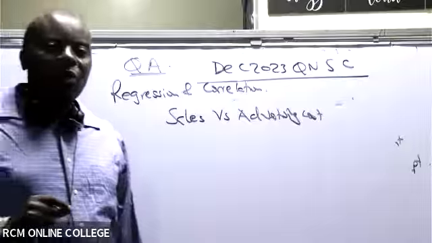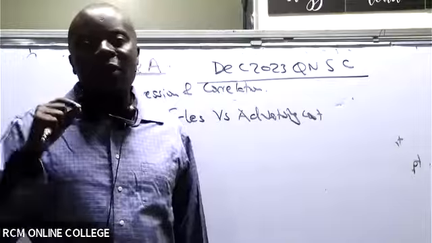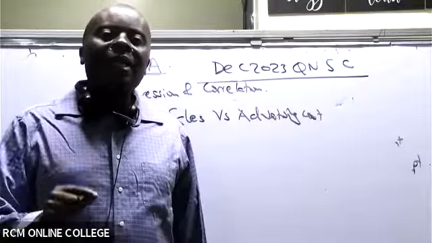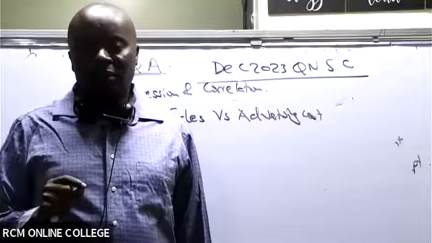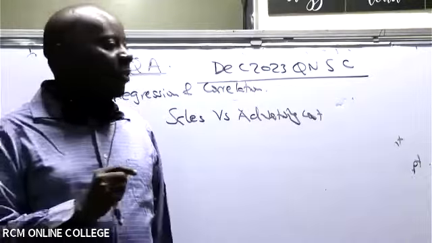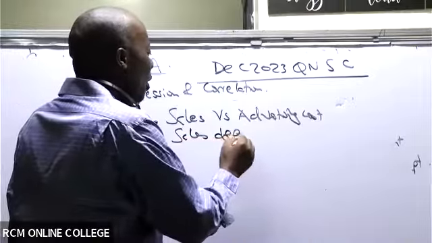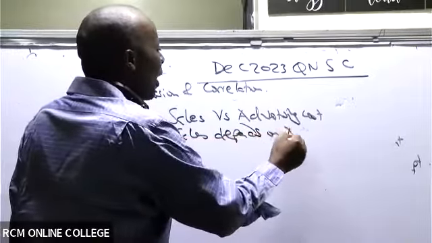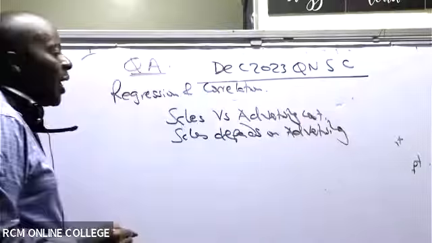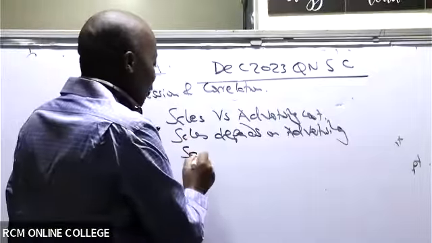Ladies and gentlemen, what I know, if we are aggressively advertising, like RCM College, we aggressively advertise. The moment you aggressively advertise, then sales will have to grow. Sales depends on advertising. Thank you very much, Sabrina. So sales depends on advertising. And therefore, sales is the dependent variable.